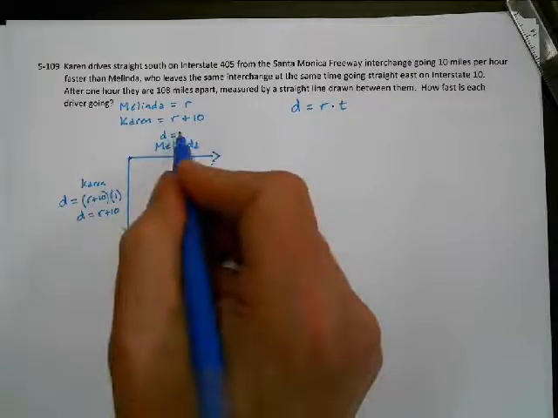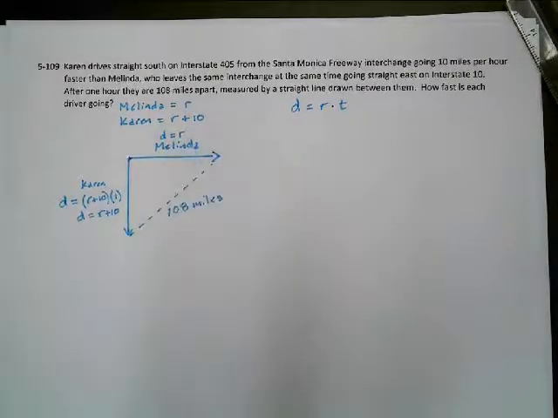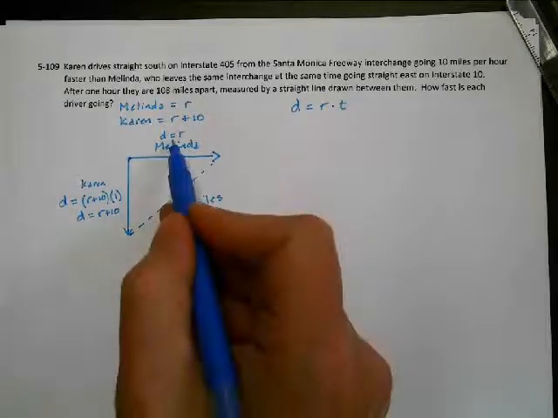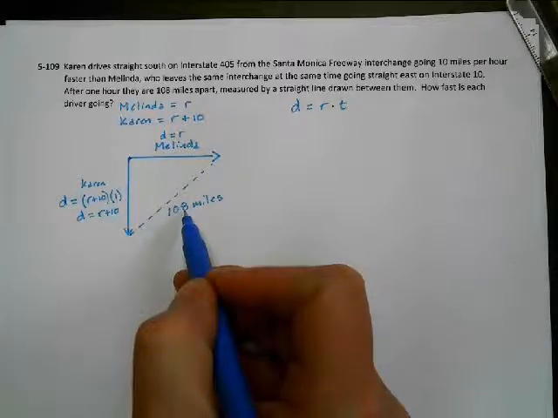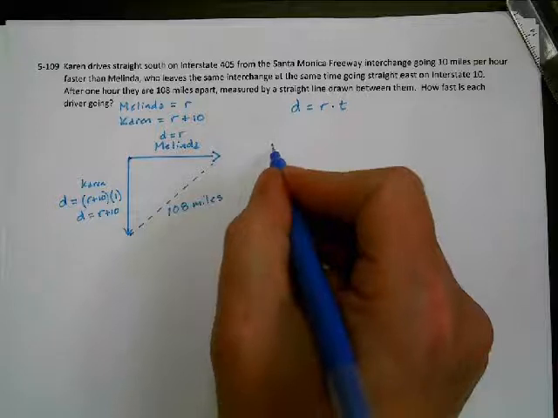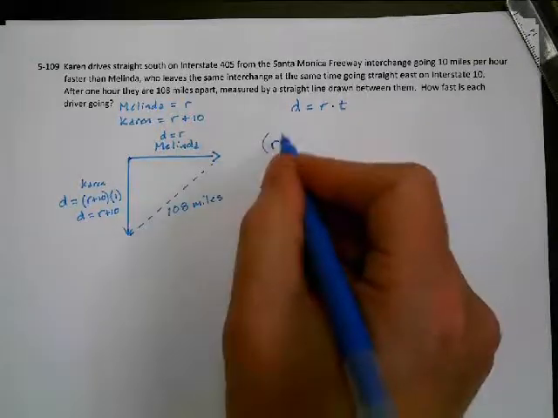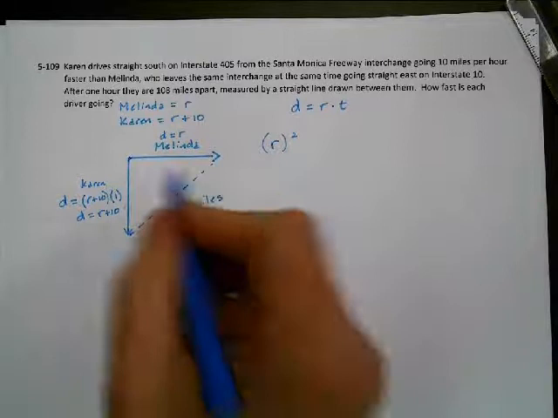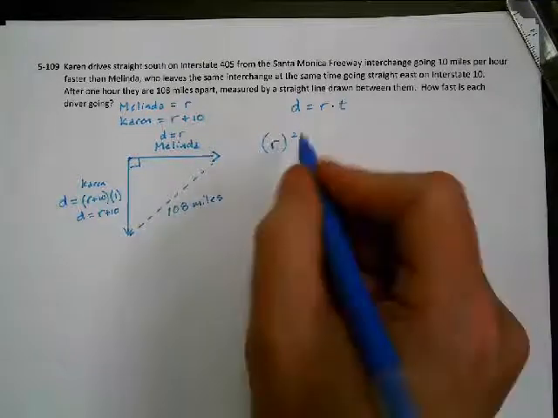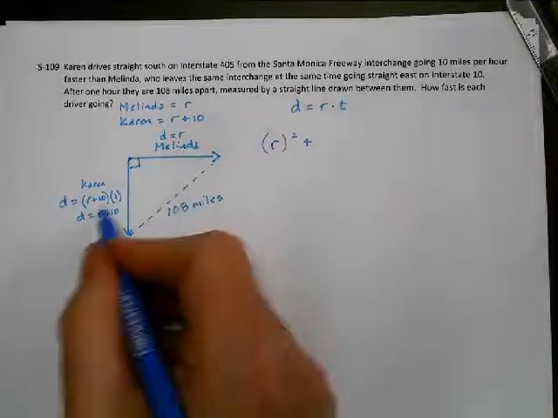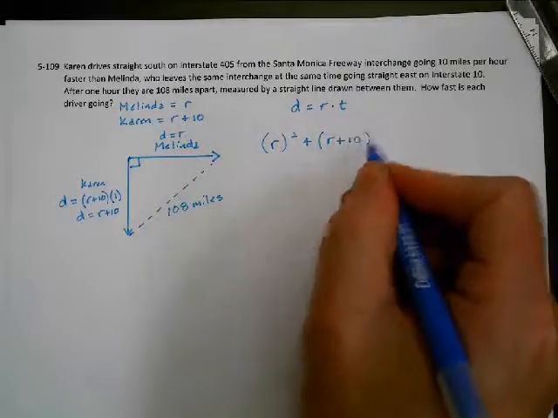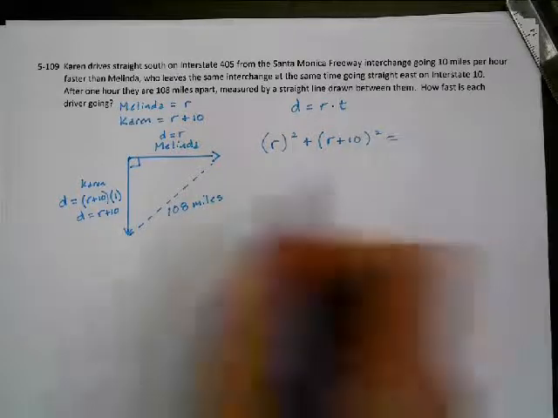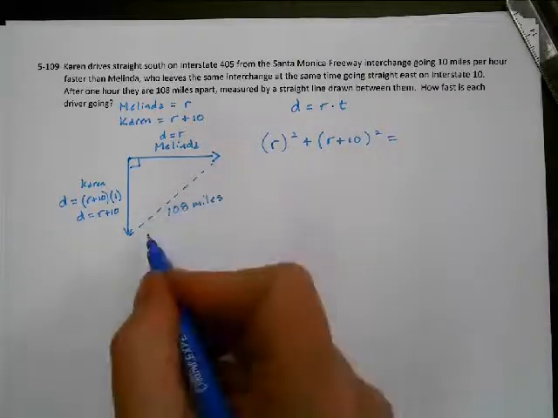So this distance squared plus this distance squared should equal this distance squared. So Melinda's distance, which is R times 1, or just R, squared, because we're using the Pythagorean theorem, because this is a right triangle, plus Karen's distance, which is R plus 10, squared, equals the hypotenuse, which is their total distance here, of 108 squared.